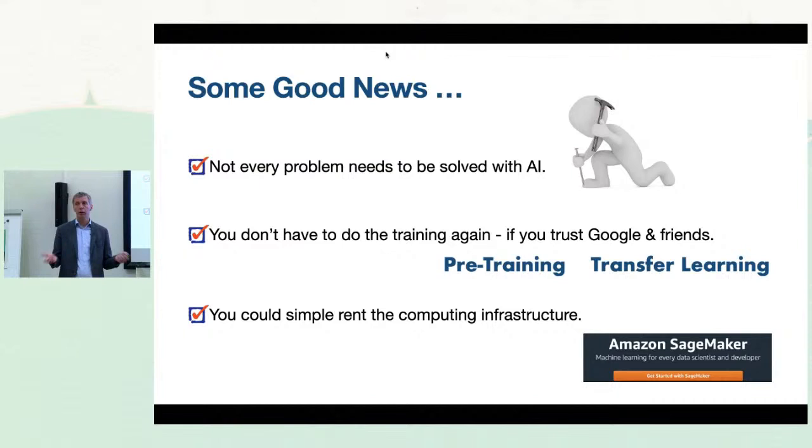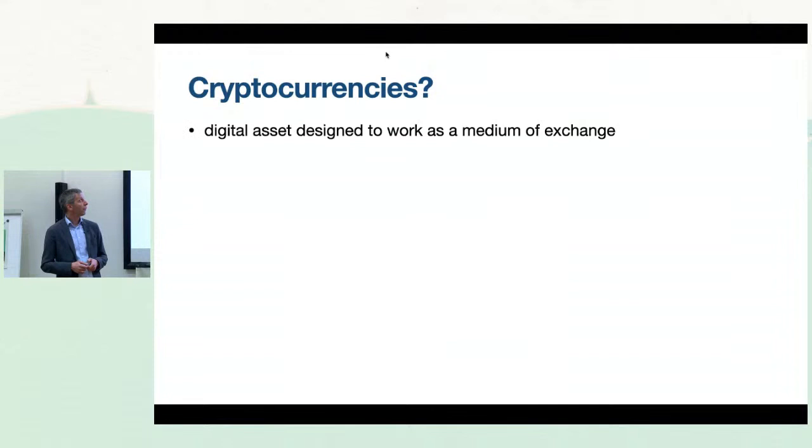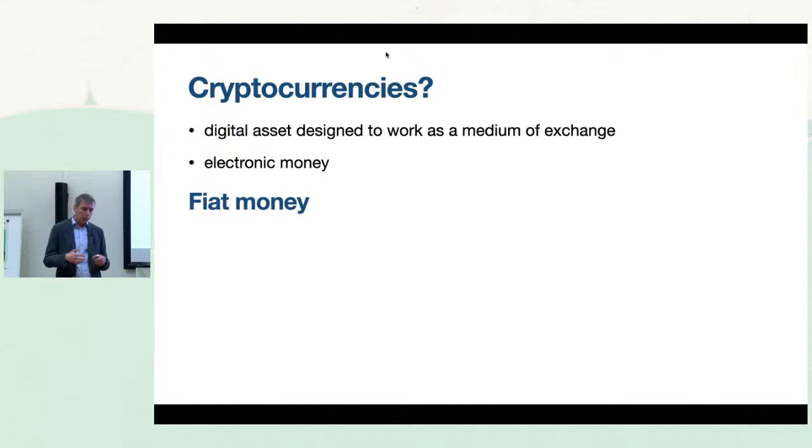Okay. The last topic I would like to cover here, which is also very relevant for energy consumption in IT, is cryptocurrencies and the blockchain idea. So what are cryptocurrencies? It's a digital asset that is designed to work as a medium of exchange. So if I give you something and I get something else from you, then these cryptocurrencies would be a useful tool. We could also say it's just electronic money. So we basically have in the world two kinds of money, mainly used.